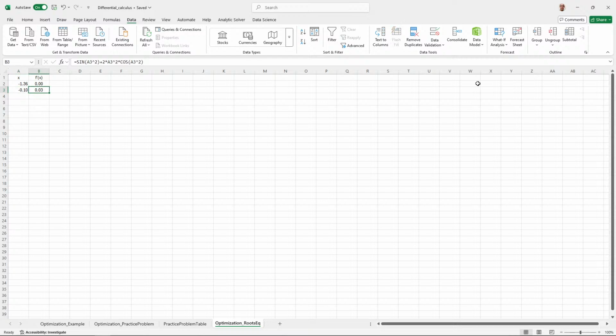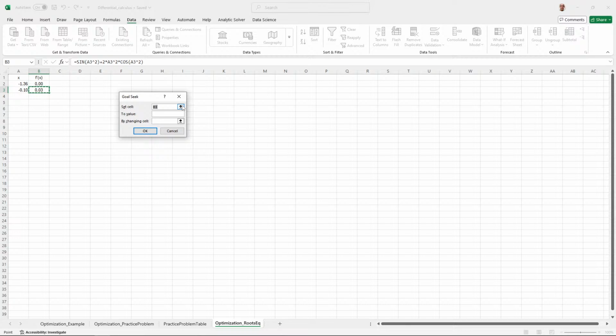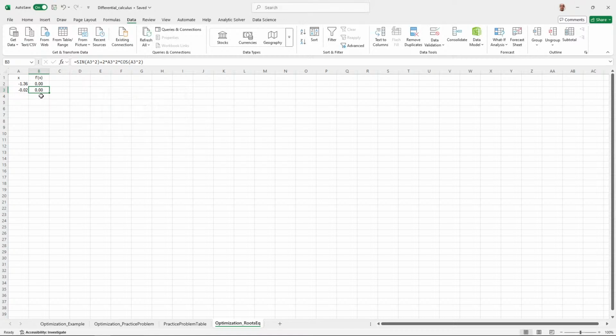So one thing you can do is just use Goal Seek again. How do you do this? You go to Data, What-If Analysis, Goal Seek, and set the cell. I want this cell to be equal to 0 by changing this cell here. So I got something like this. Let's see, I mean, something close to 0.